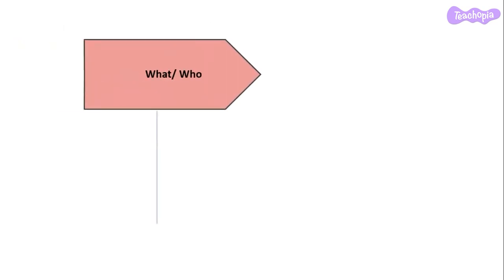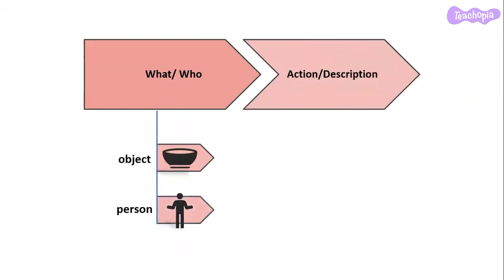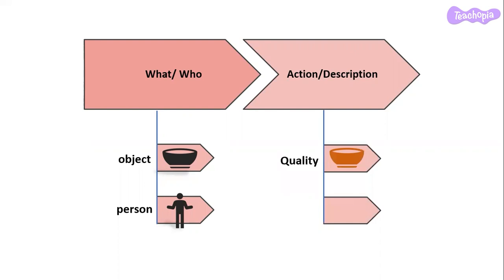So block 1, what or who. This means we are either talking about an object or we are talking about a person. In block 2, once we have picked who or what we are talking about, we will either describe a quality or describe an action regarding the object or the person. So let's go through some examples, let's see what that means.